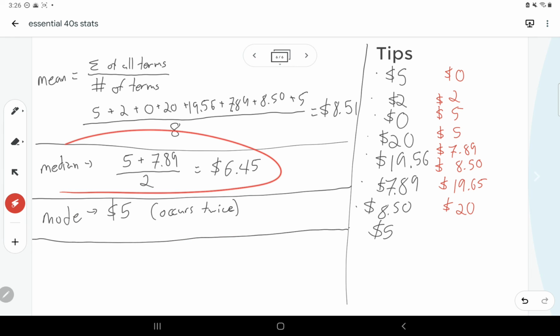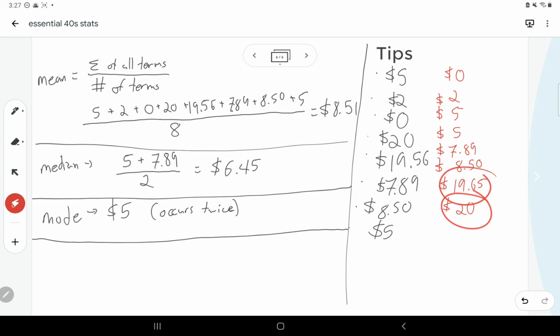The median only picks the middle value. It doesn't care about what's on the ends. The mode just picks what's most common. It doesn't care where that number is. The mean does care about what these numbers are. And that's why its value is so significantly different than the others. This one is $8.50, whereas this one is $5, $6.45.